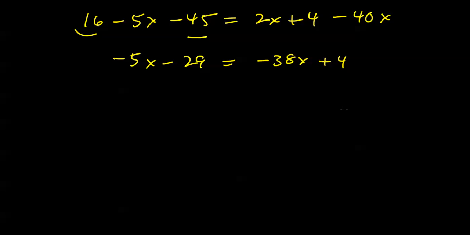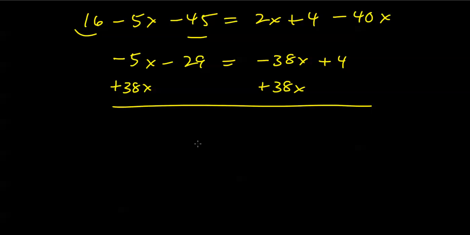I've simplified as much as I can within each side, so I would probably want to add 38x to both sides. And if I'm going to do that, I would probably then add 29 to both sides. I'll get 33x on the left equals, 29, these cancel, and 29 plus 4 is 33 on the right.